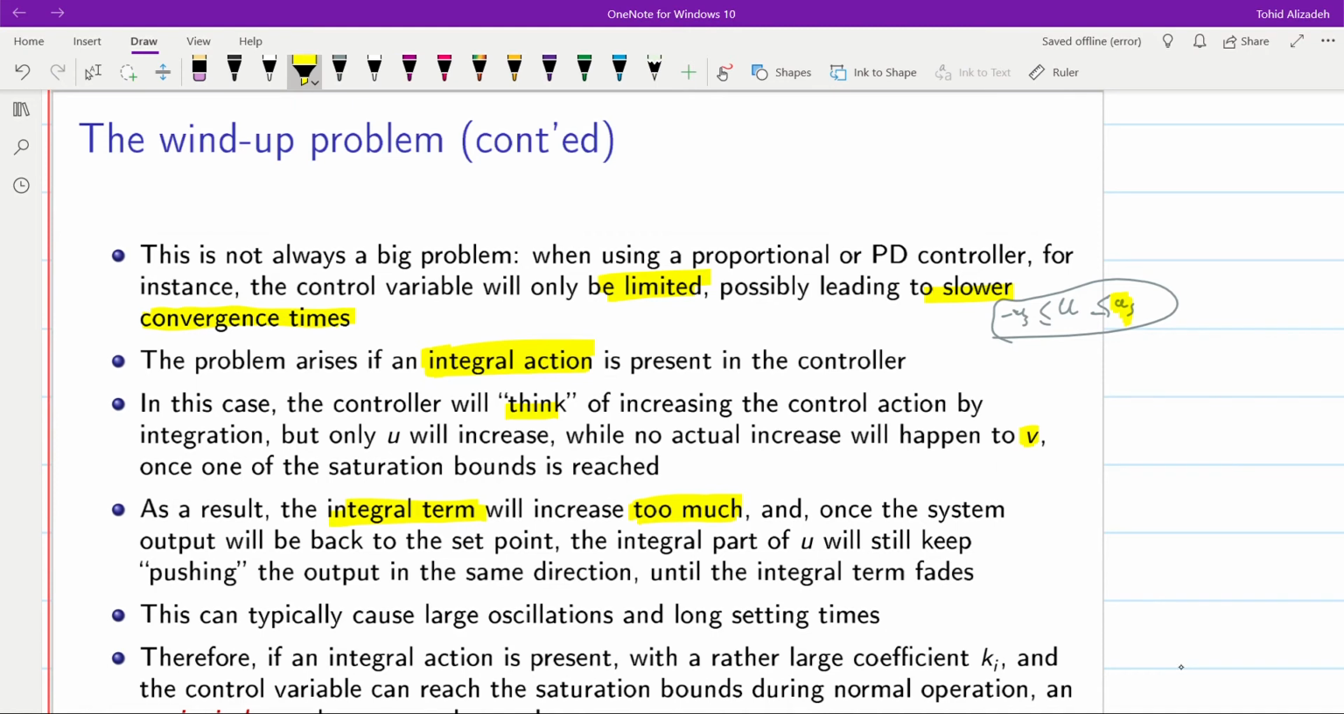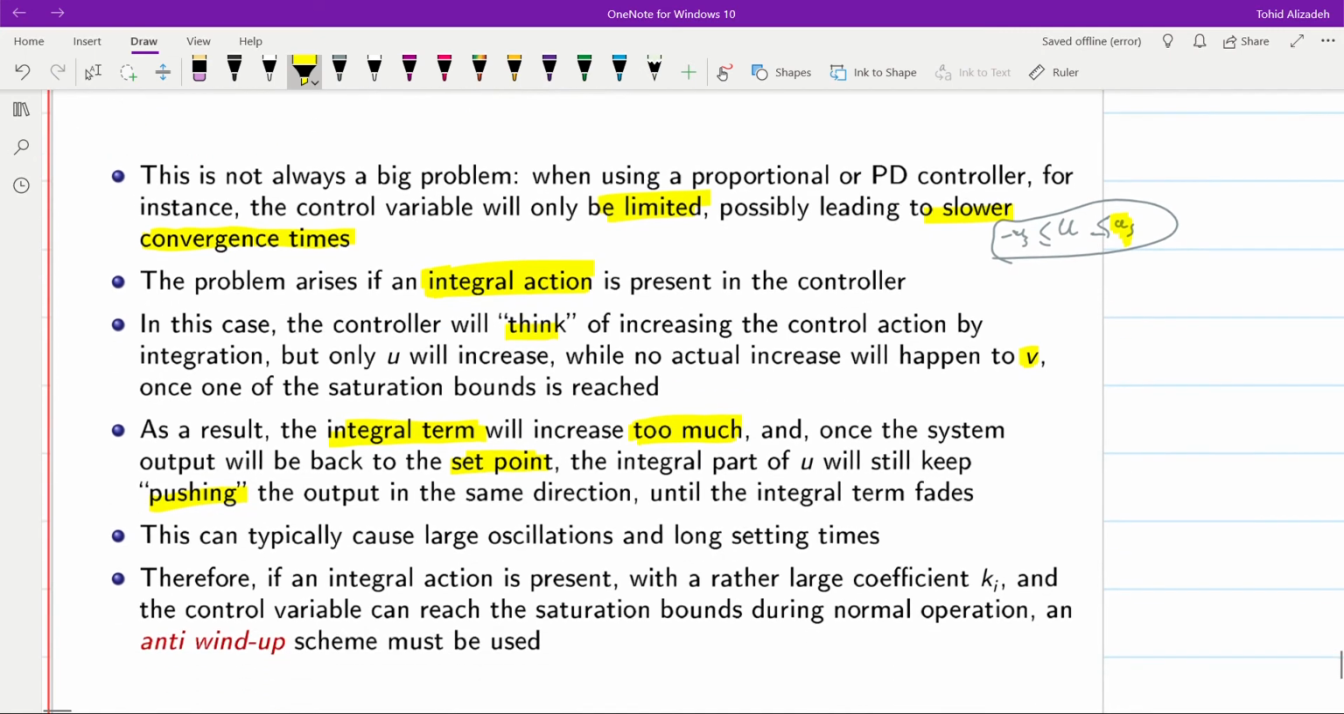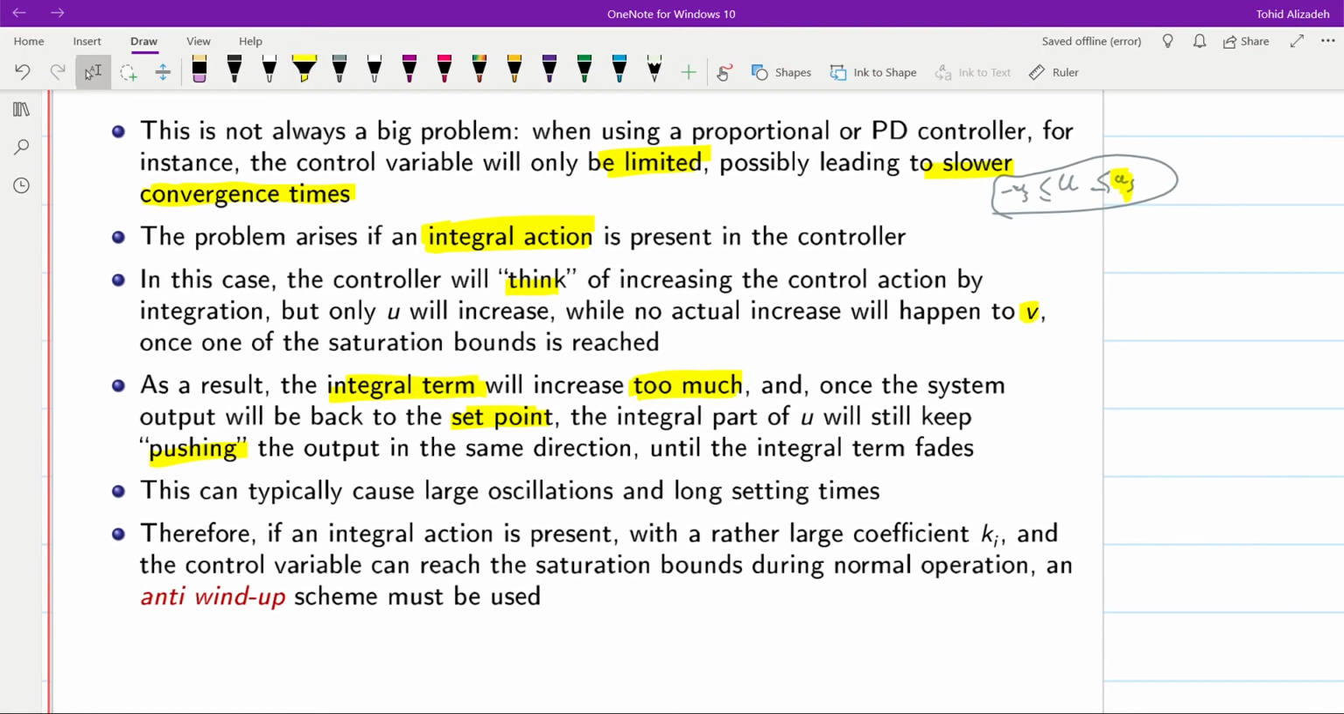And eventually when the output of the system goes back to the set point, the integral part of U will still keep pushing the output in the same direction until the integral term fades. And this can usually cause large oscillations. So these are the drawbacks that we want to get rid of: large oscillations and long settling times.